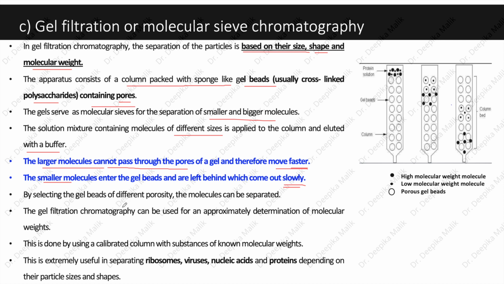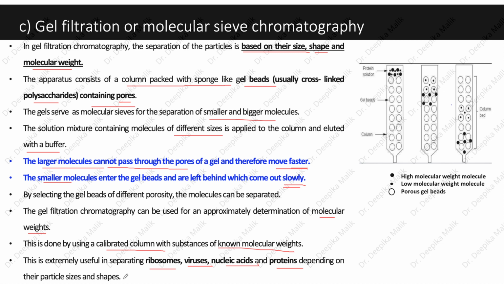Gel filtration chromatography can be used for an approximate determination of molecular weights. This is done by using a calibrated column with substances of known molecular weights. This is extremely useful in separating ribosomes, viruses, nucleic acids, and proteins depending on their particle size and shape.